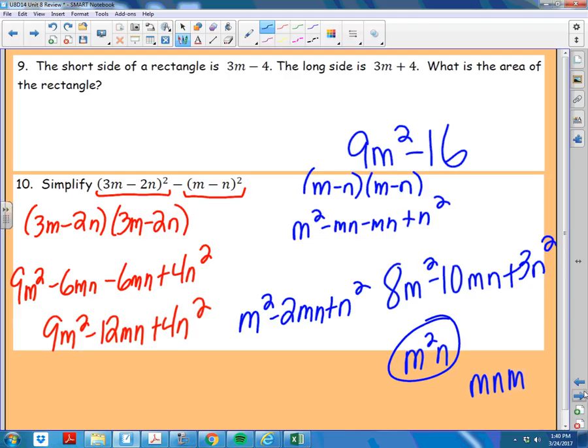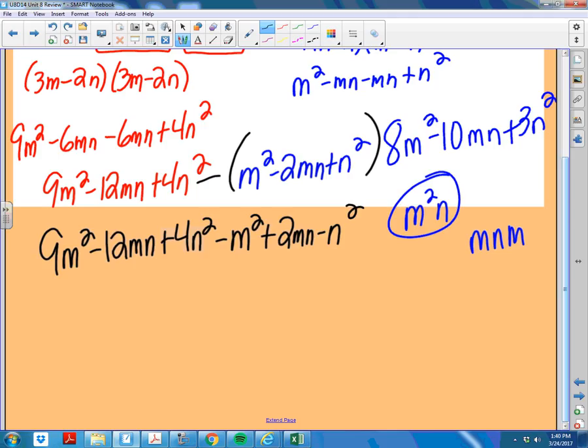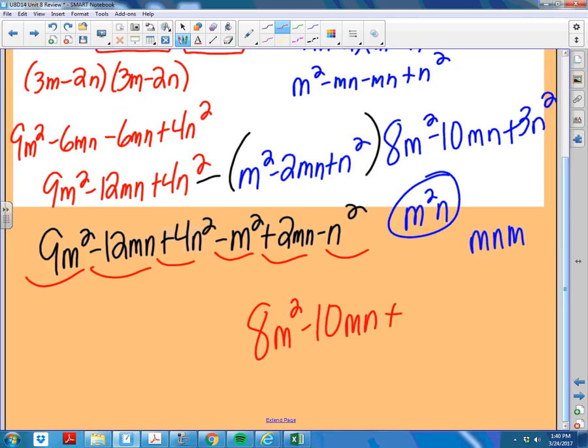This is where it's important, Spencer, that you put this in parentheses and it's subtraction, because you're going to distribute the subtraction to all your terms before you put them all together. So you have 9m squared minus 12mn plus 4n squared minus m squared plus 2mn minus n squared. Now like terms. There and there gets you your 8m squared. This and this gets you minus 10mn. And this gets you plus 3n squared. That's your answer.